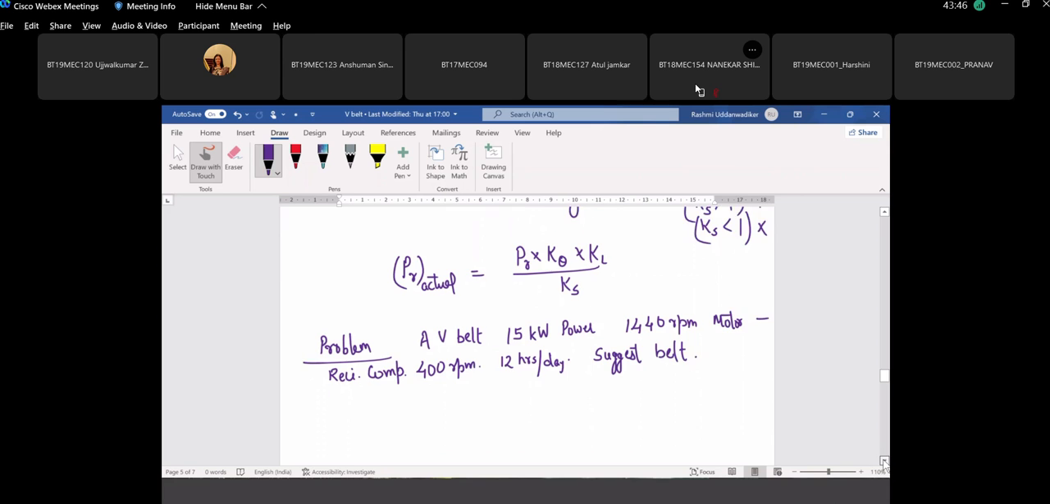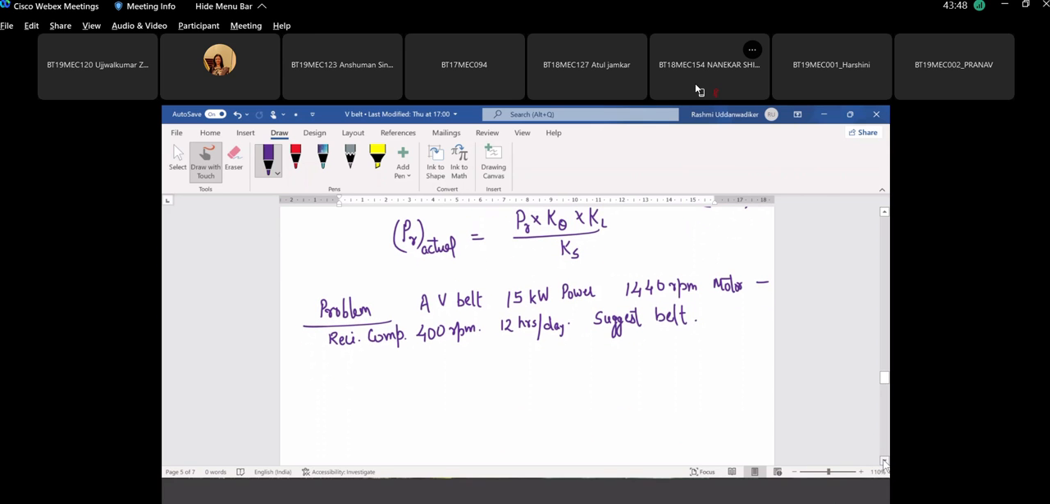So we have to give the length of the belt, the cross section of the belt, and the number of belts that is required. Okay, open your design data book and give me, for 15 kilowatt power, which cross section is most appropriate.